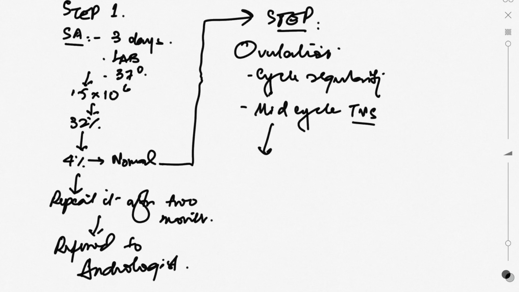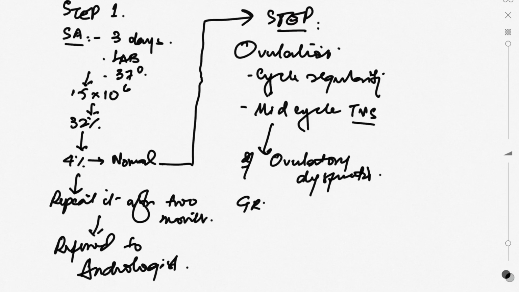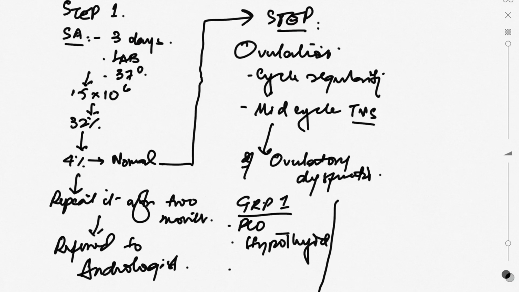So if we find that there is ovulatory dysfunction, we need to decide why there is ovulatory dysfunction. So broadly, there are two groups. Group 1 with treatable causes like PCO, hypothyroid, hyperprolactinemia.